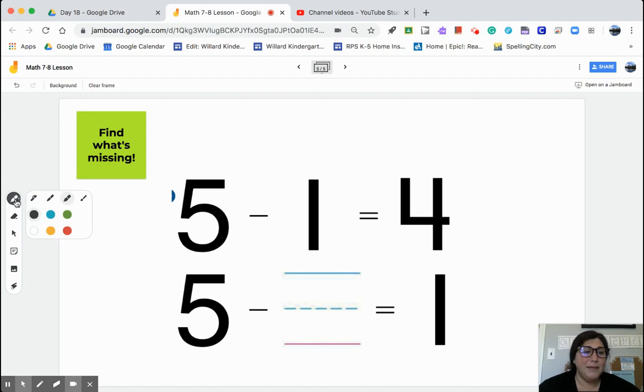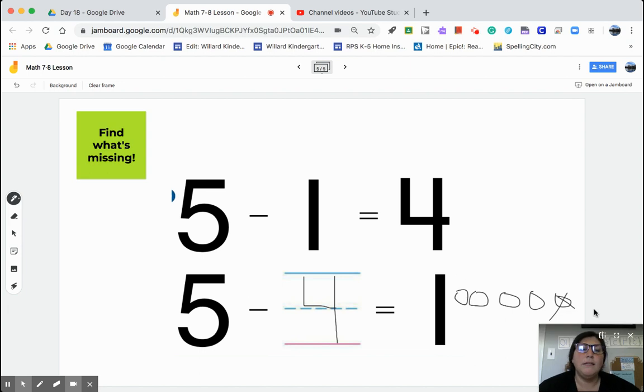on a problem like this, because you're going to see a problem like this in your independent work, you might want to draw 5 circles. And then we know one of the parts. So I'm just going to take away 1 to find what's missing. And the missing part is 4. So you could either notice that from the turnaround rule, or you could just tell by solving the problem this way.